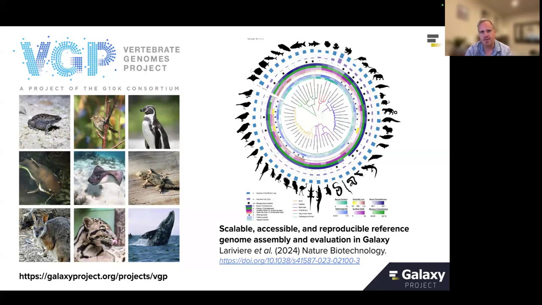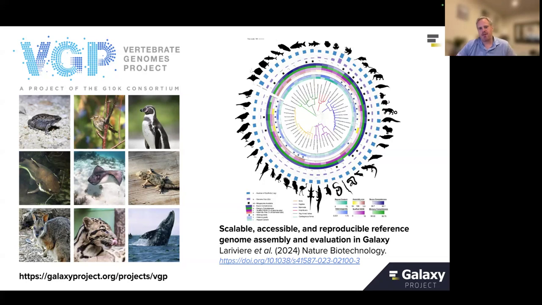Through the rest of the day, we're going to be talking about the tutorials that will guide you step by step through all these processes, from the initial QC to running the assembler, to running the scaffolder, to doing the downstream QC, in order to get reference genomes entirely inside of Galaxy, entirely inside of the user interface. At the click of a button, we're going to teach you how to launch the assembler, evaluate the inputs, and evaluate the outputs of that whole process.